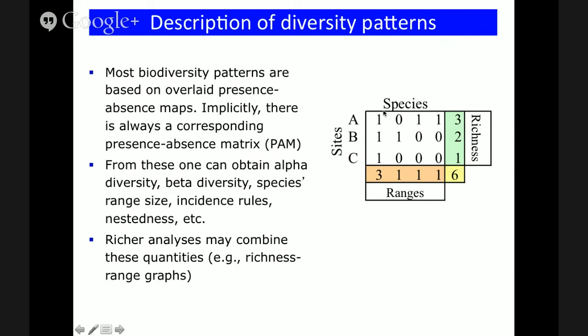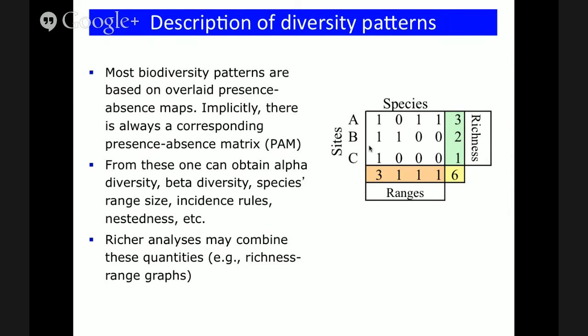From this presence-absence matrix, we can then extract very important measures, like I mentioned, alpha diversity, which is the local species richness, or the turnover of species, beta diversity, how widespread are the ranges of the species, which would be the species range size, and all the other measures of ecology that we have been using through time. No?